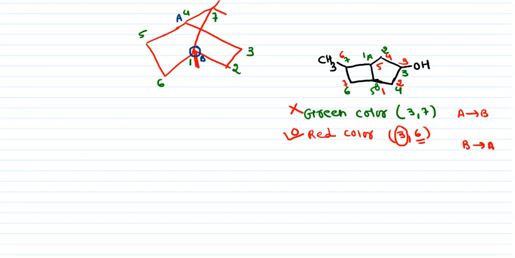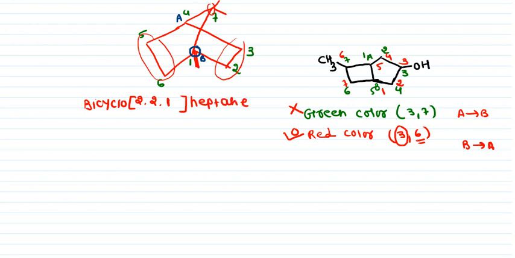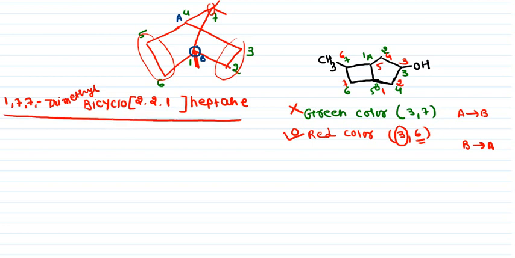Let us write the IUPAC name of this compound. So this is a bicyclo, this one and this one. Bicyclo 2.2.1. So how many carbons are there? 7. So heptane. And here 1,7,7-trimethyl. This is the IUPAC name of this compound. So I hope you also understand why the red color is more important than this green color, that also I have indicated here.